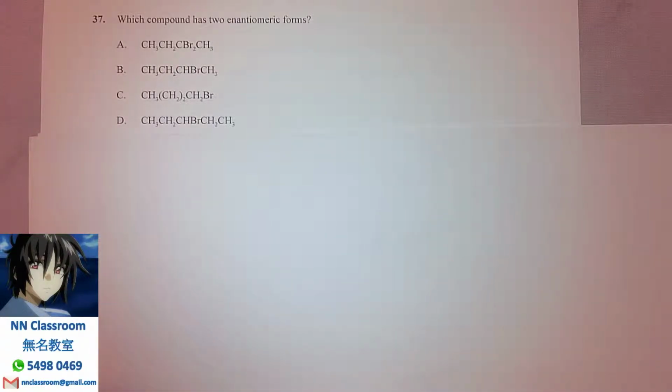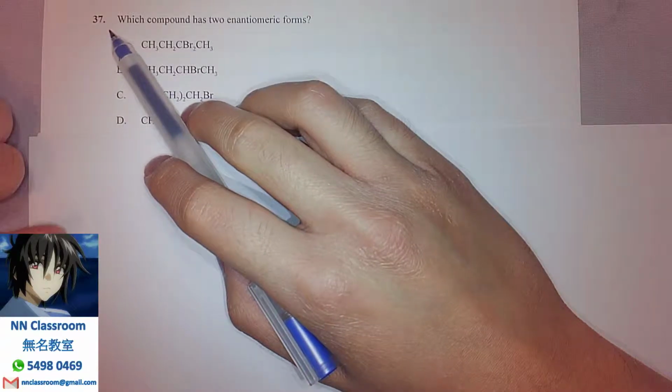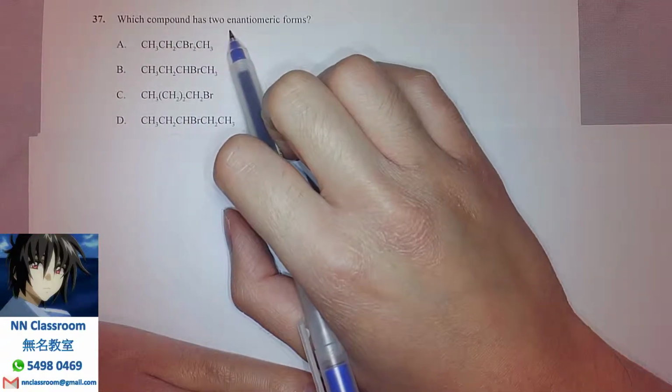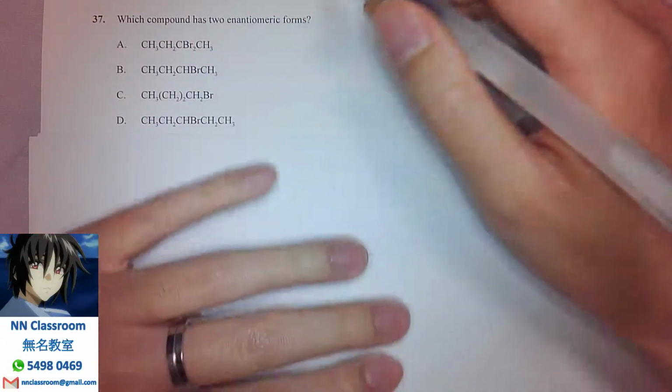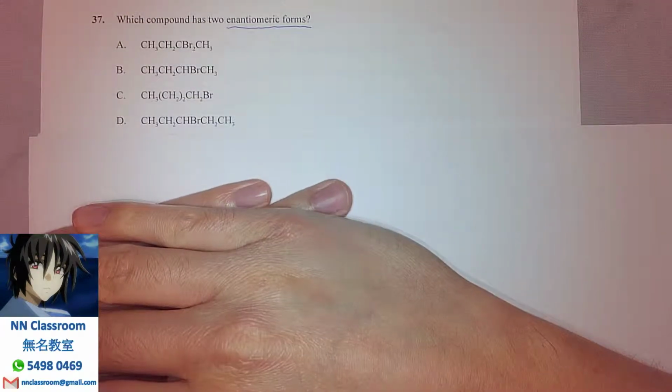Today I'd like to share with you another specimen question extracted from paper 1, that is question number 37. What is it asking? Which compound has two enantiomeric forms? First of all, the idea behind is to be able to know what's meant by enantiomeric forms.